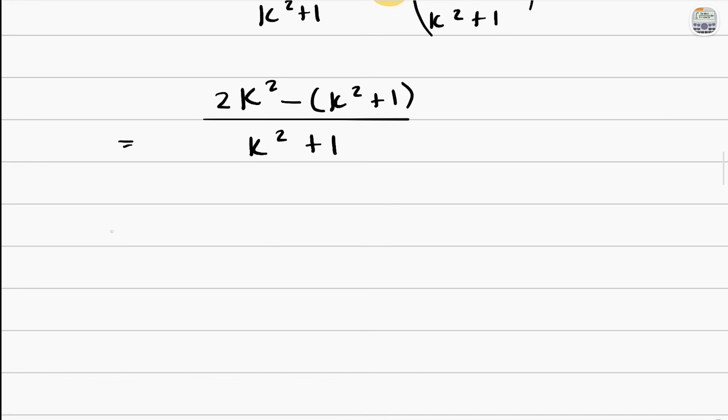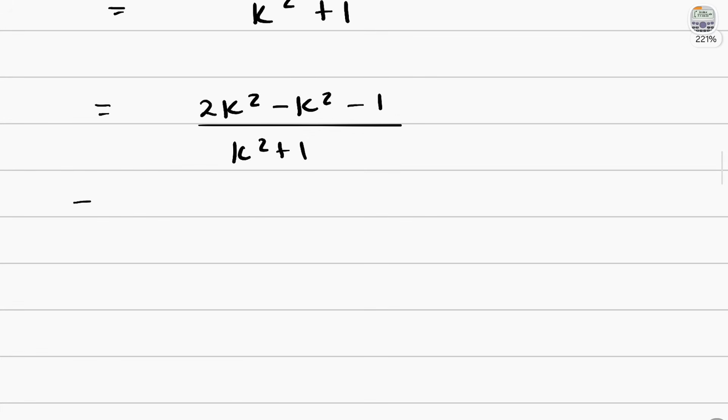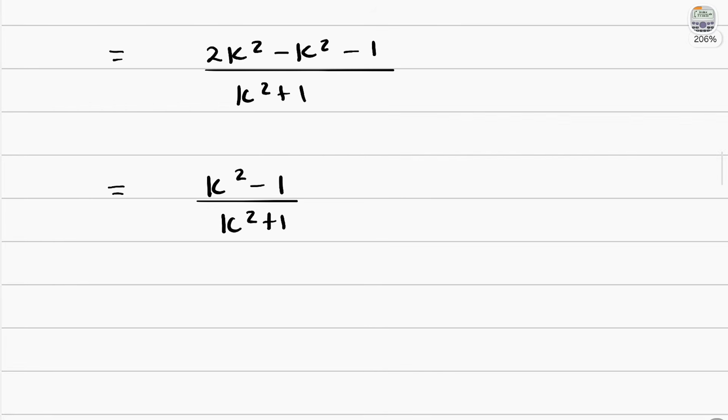And now we can simplify that. So this is 2k squared minus the k squared, and that becomes a minus 1 over k squared plus 1. Okay, so this is what we have. And this is 2k squared minus k squared, which is k squared, then minus 1 all over, and we have k squared plus 1. Okay, so this is what we have.